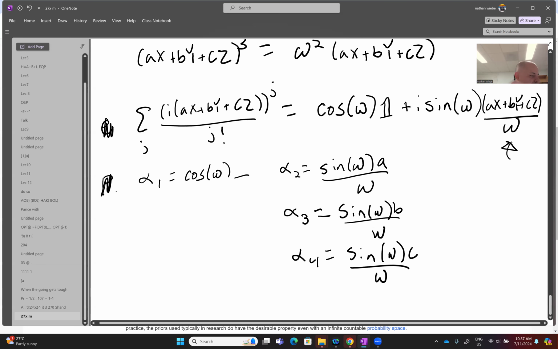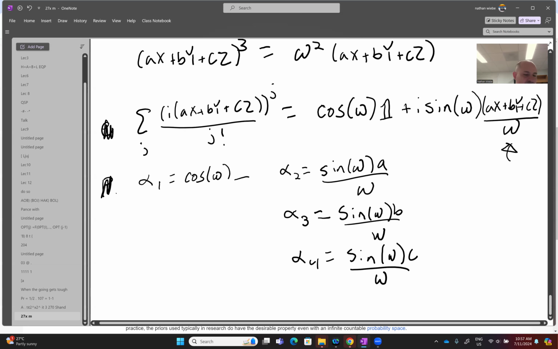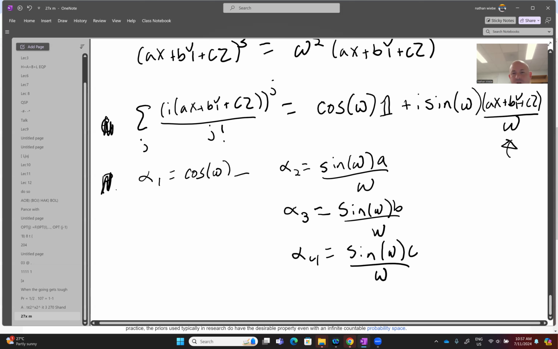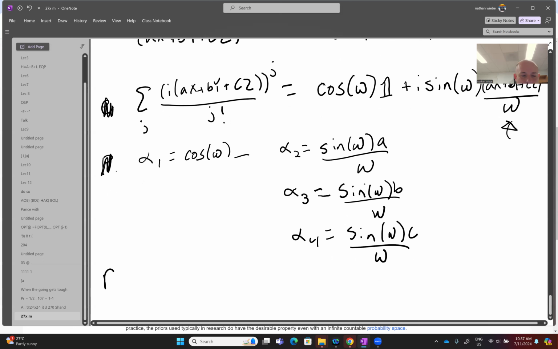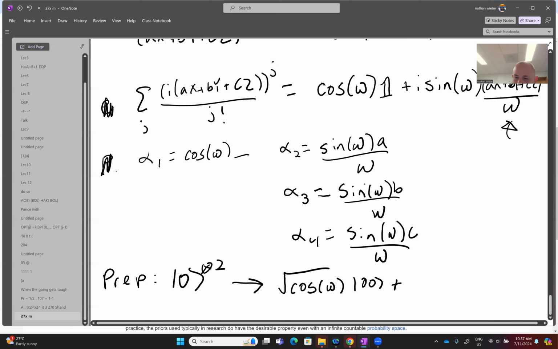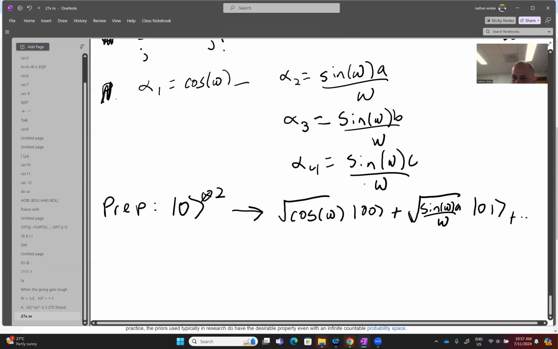All right, wonderful. So now what we need to do is build our prep circuit. So prep, what will it do? Prep will map now |0>, which I'm explicitly going to write as a 2-qubit state, over to the square root of cosine omega |00> plus the square root of sine omega A over omega |01>, plus so on and so forth.